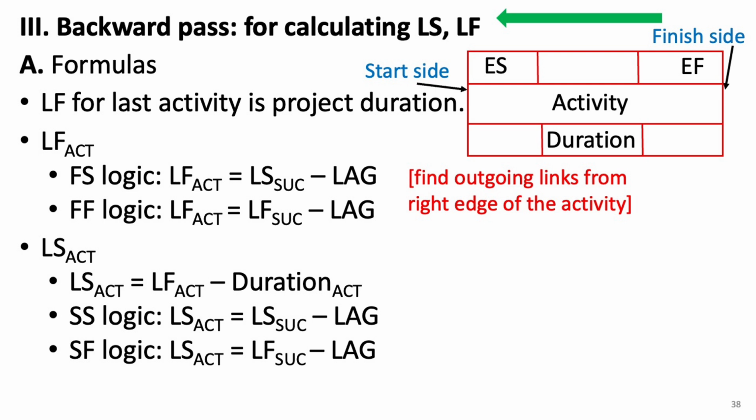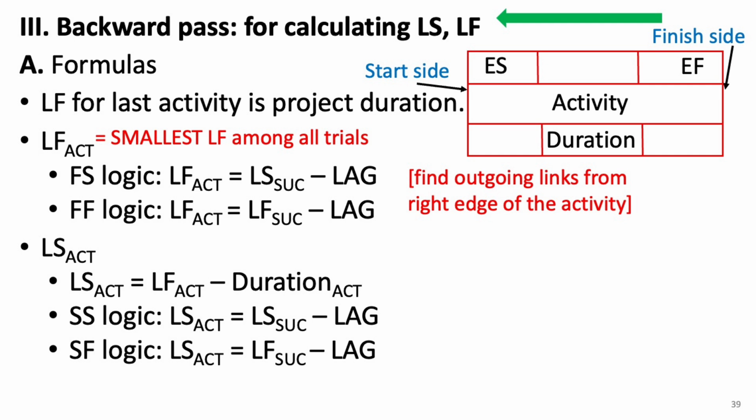These links can follow either a finish to start, FS logic, where the late finish of the current activity is equal to the late start of its successor minus any lag time, or a finish to finish, FF logic, where the late finish is simply the late finish of its successor minus lag. When an activity has multiple successors, we take the smallest late finish, LF, from all of them.